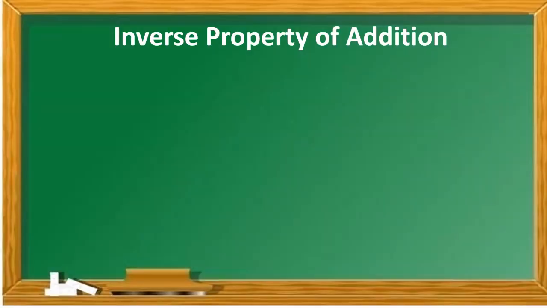Last property of operations on the set of integers is the inverse property of addition. This states that for any integer a, a plus negative a equals 0. The opposite of the given integer is called its additive inverse. The sum of a number and its additive inverse is 0.